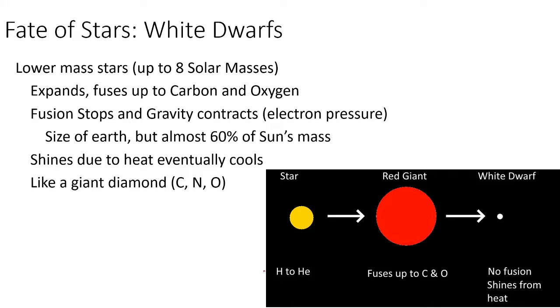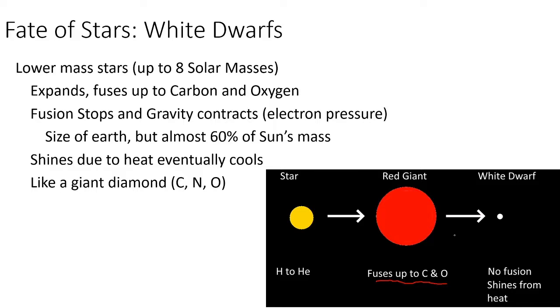So let's see. These are lower mass stars, up to about 8 solar masses. So up to about our sun and 8 times as heavy. They will expand and form this red giant. And now they're fusing helium, and they'll fuse up to about carbon and oxygen. Well, at some point, they're going to run out of fuel too. They're not going to be able to fuse any more elements. And at that point, they're cooling down. Because they're cooling down, they don't have the pressure anymore, and they shrink.